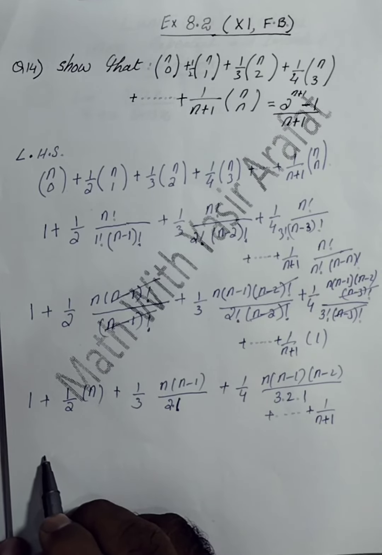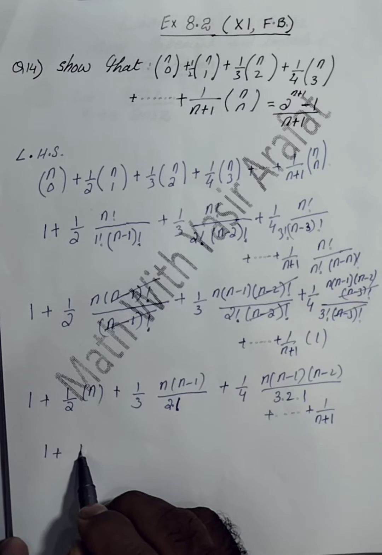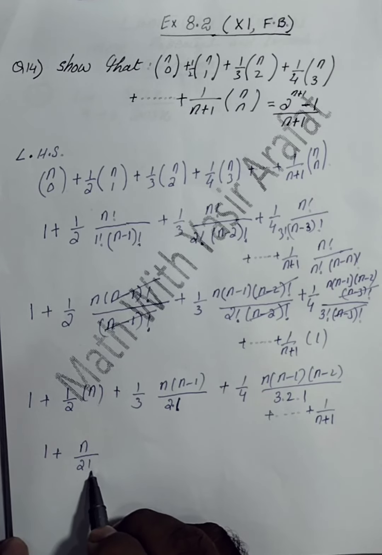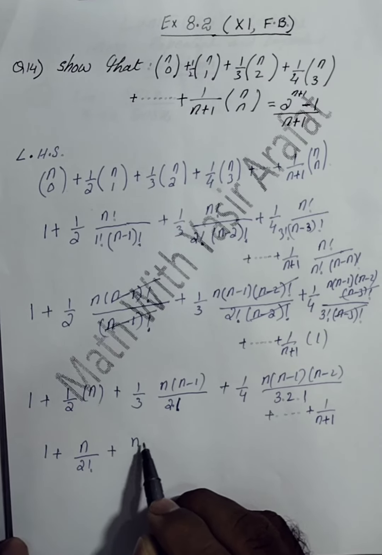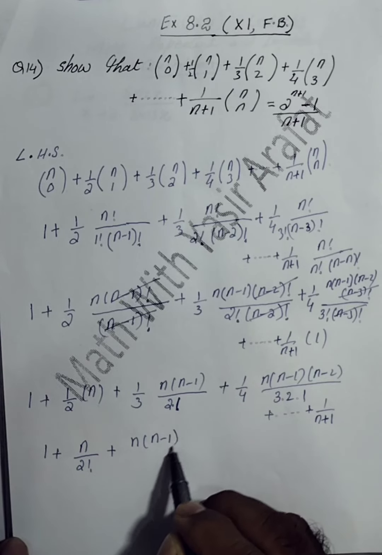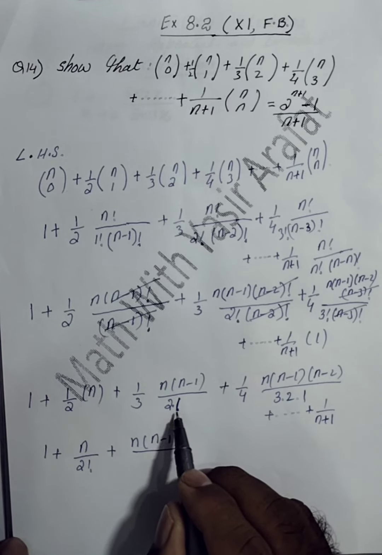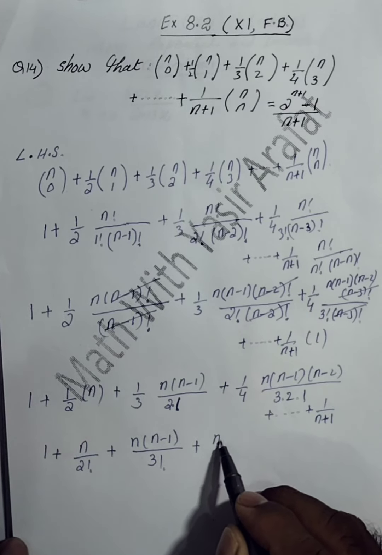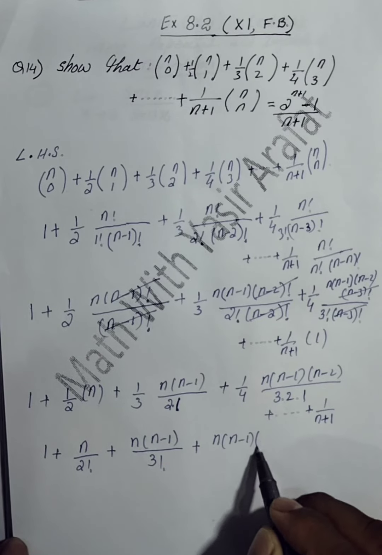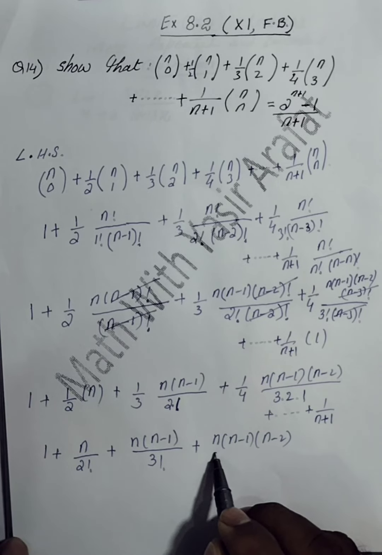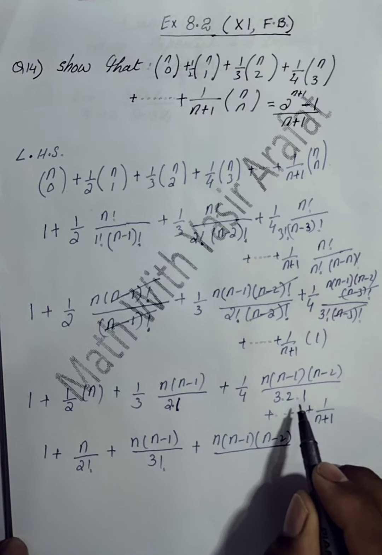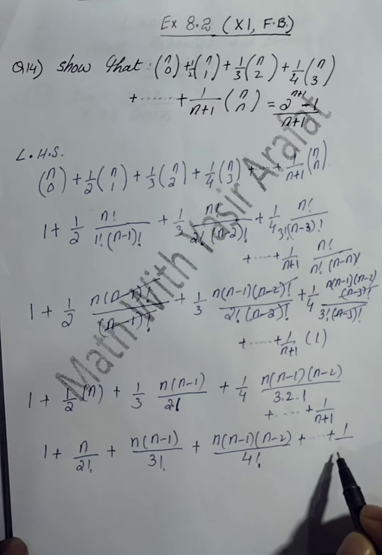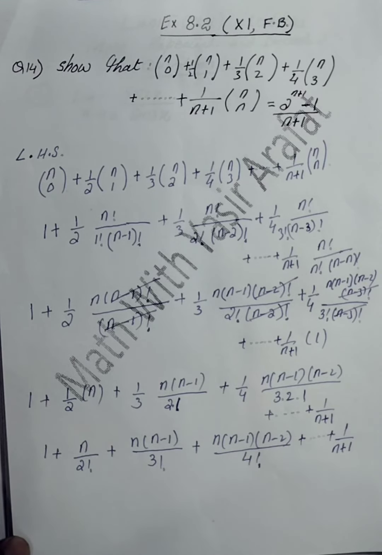Now we can write down here, this is 1, and 2 into 1 means 2 factorial. This is n minus 1, 3 into 2 into 1 means 3 factorial. This is n minus 1, n minus 2, 4 into 3 into 2 into 1 means 4 factorial, and so on, plus 1 over 1 plus 1.